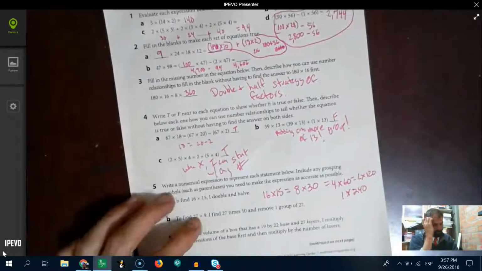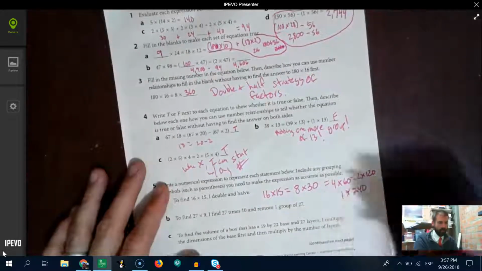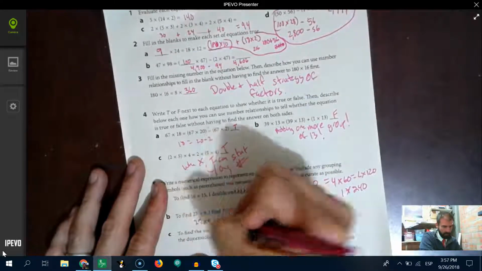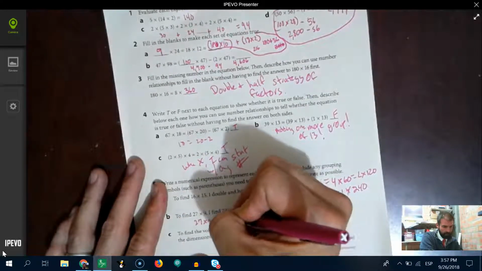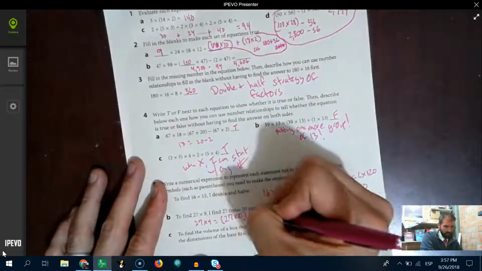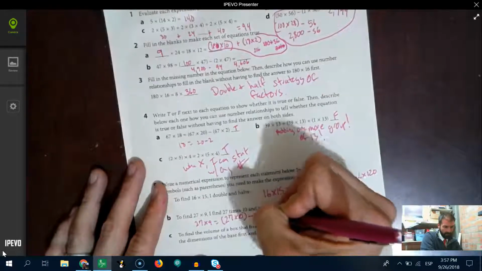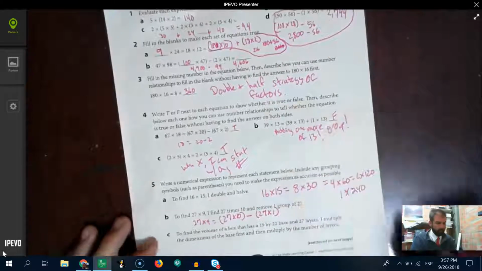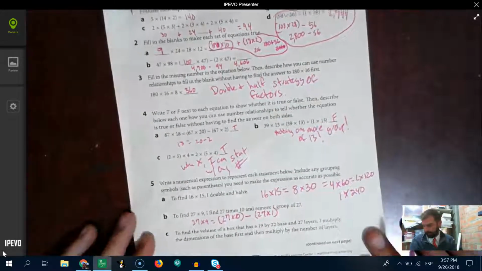All right, to find 27 times 9, I find 27 times 10 and remove one group of 27. So 27 times 9 equals, in parentheses, 27 times 10 minus 27 times 1. There's my 10 groups, and I'm removing one group. I'm not solving it, I'm just writing the expression.